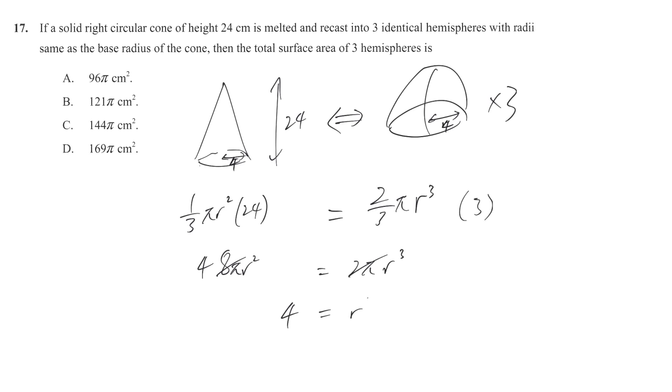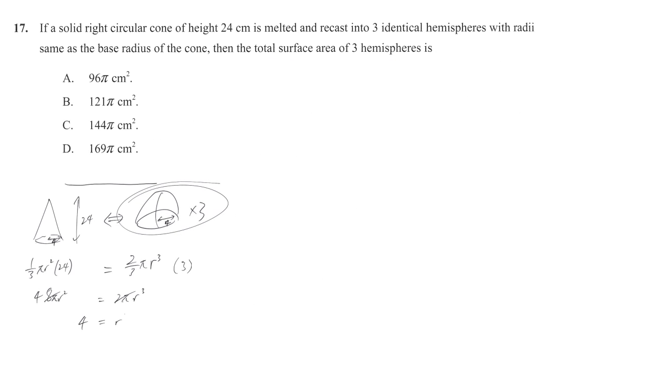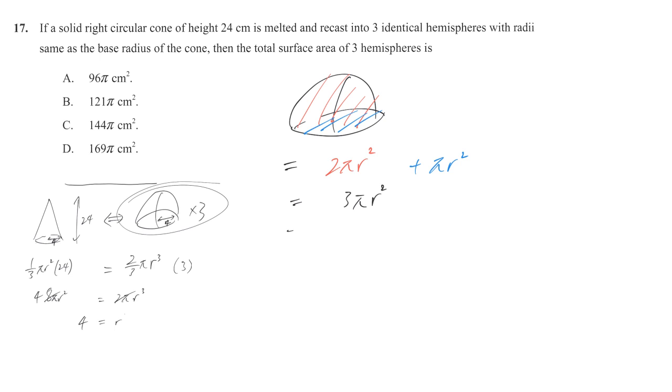And then see what it's asking. They ask the total surface area of this part. Total surface area comes from 2 parts. The total surface area of this comes from, first, the curved surface. Second, the base. 2 parts, right? The curved surface is equal to 2 pi r squared, and then plus the blue region, pi r squared. So 3 pi r squared for each hemisphere. R we already know is 4. So we have 3 times 16, 48 pi cm squared. And then the total surface area for 3, you just times 3. We get 144 pi. Is that okay?